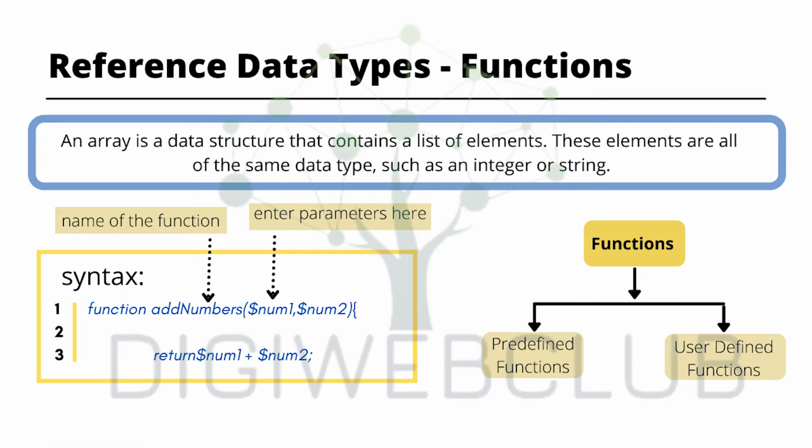Next, we have also functions. Now, functions are of 2 types, predefined functions and user-defined functions. Predefined functions already come pre-built in PHP. So something like the date function, which we will be seeing its usage while we are coding some PHP of our own, is a predefined function.